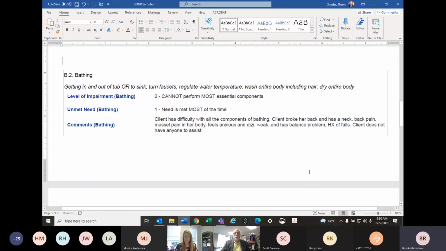I guess the first thing that jumps out to me is that the comments don't really address the specific components. It's more general and then goes over all of the various problems that the person has. So I would be more specific about how much difficulty they have with drying their entire body. Can they do any of it? I know it says all, but maybe go through each specific one. Okay.